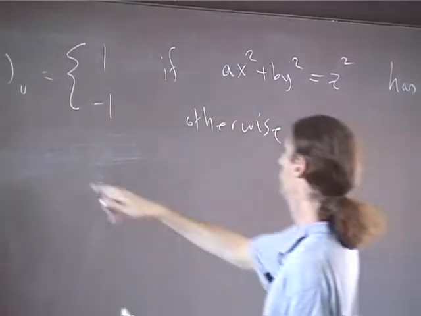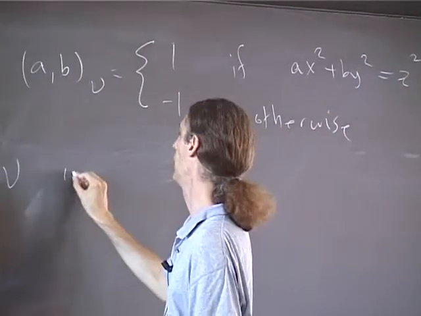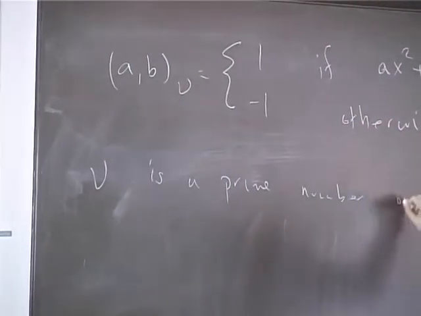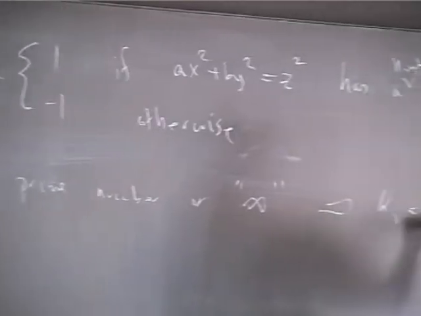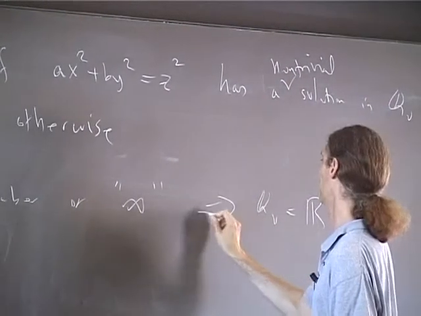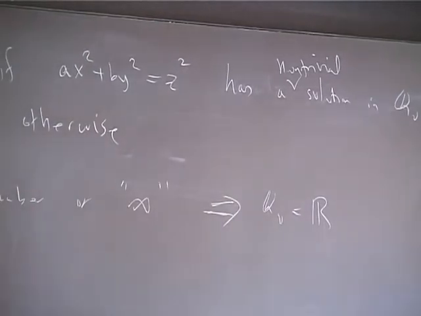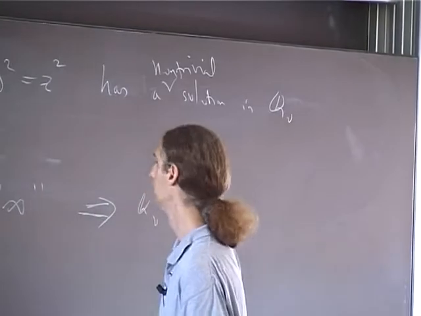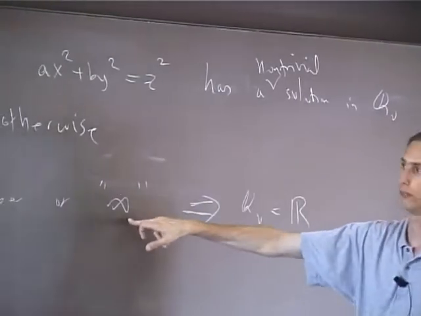So this is a prime or infinity, which means, so it's what's called a place. It's a completion. It denotes a completion of Q. So either a finite place or infinity.